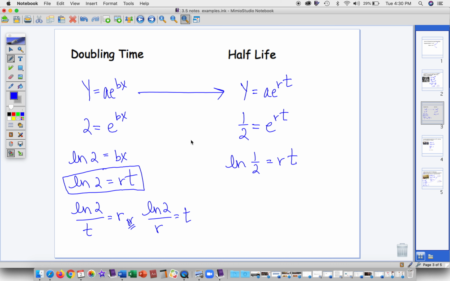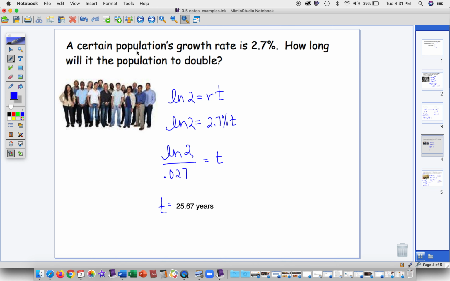Now, knowing this, what do you think you would do if it was the amount of time for something to triple or to quadruple? If you said take the natural log of 3, you're right. Okay, for tripling, that's the only difference. It would be natural log of 3 equals RT. Or to quadruple, it would be natural log of 4 equals rate times time. So you might come across a problem or two where they ask you about something tripling instead of doubling.